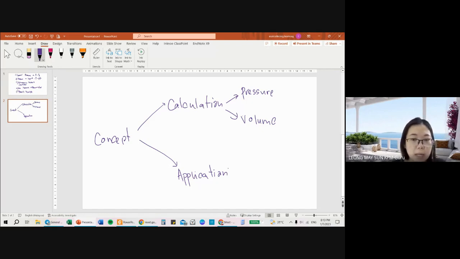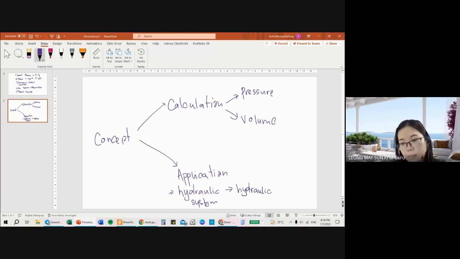For Pascal principle, the applications is mainly on hydraulic system. All right. The hydraulic system whereby you also need to know regarding the hydraulic fluid. All right, so for Pascal principle, the percentage for these 2, calculation and application, comes out usually is 50-50. So that's why we have to consider both. So let's start with Pascal principle.